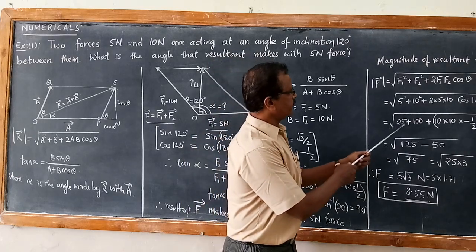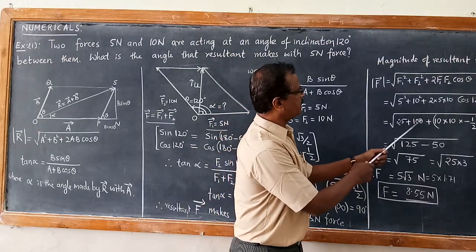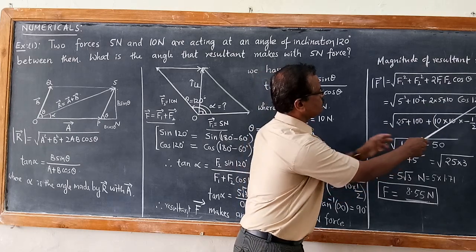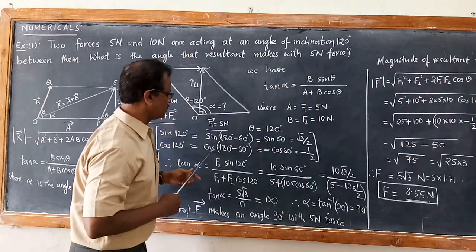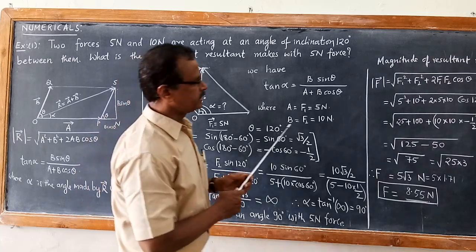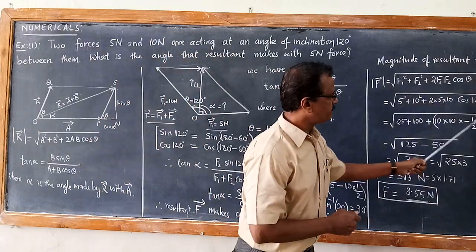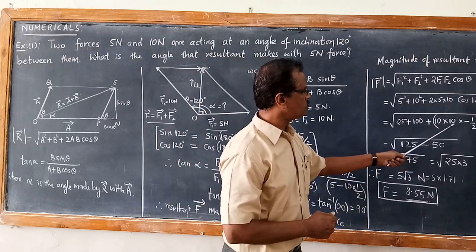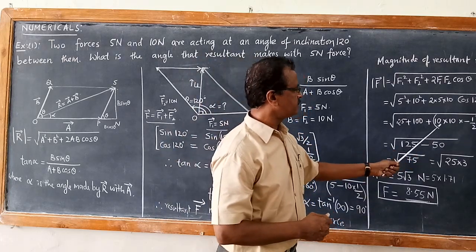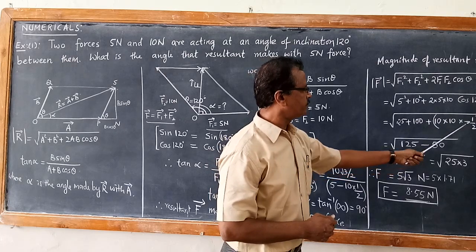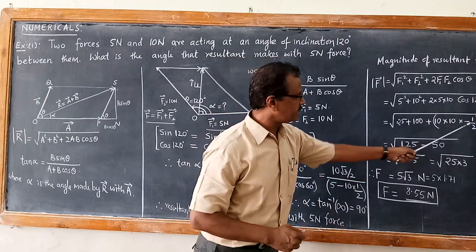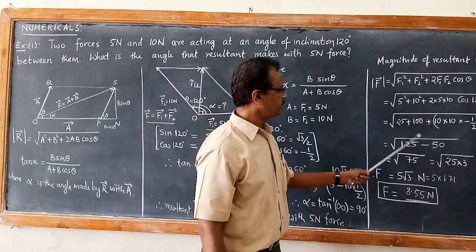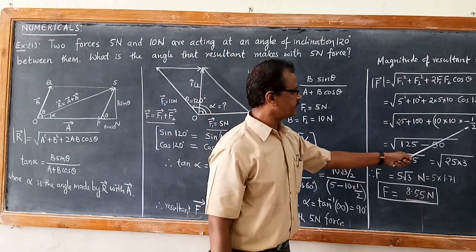So 25, 10 square is 100, and 2 into 5 into 10 is 100 times cos 120. We have already found cos 120 is minus cos 60, that is minus 1 by 2. So 2 times 1 by 2 cancels, and you are left with 10 into 5 with a negative sign. Let me take out that negative sign outside, and you are left with 50 here.